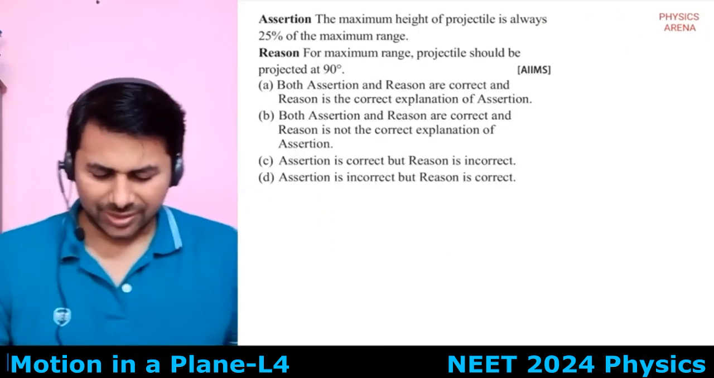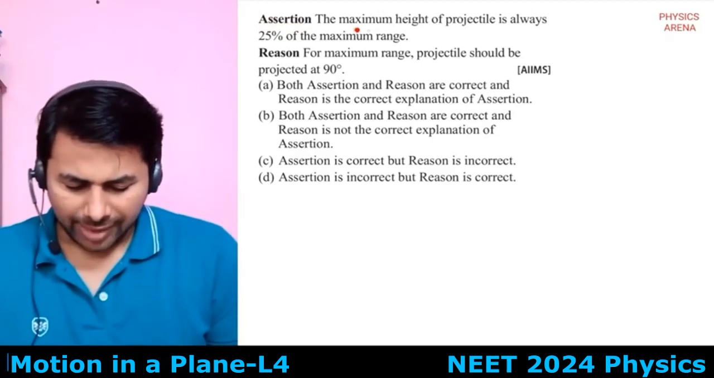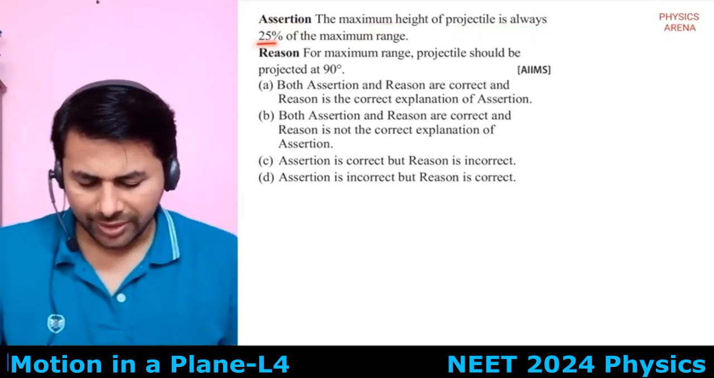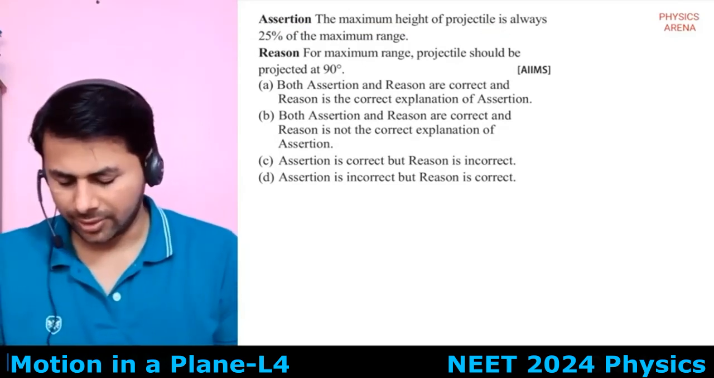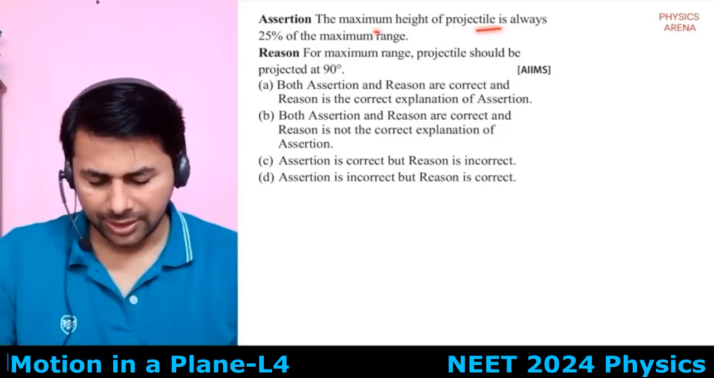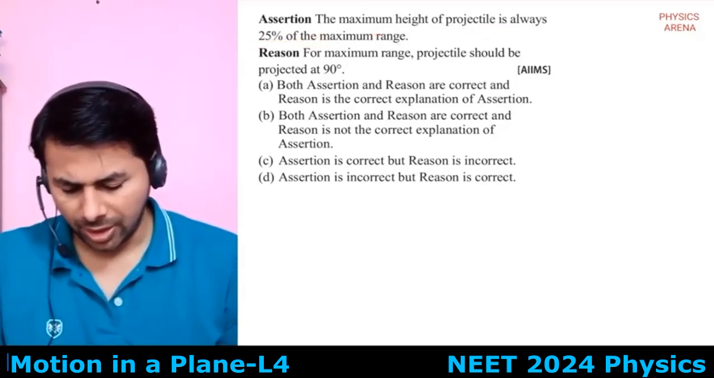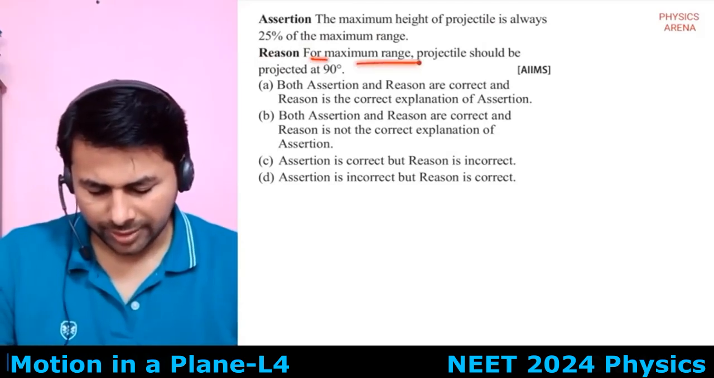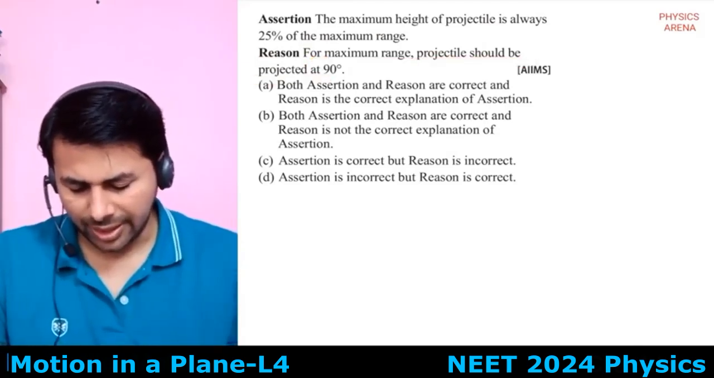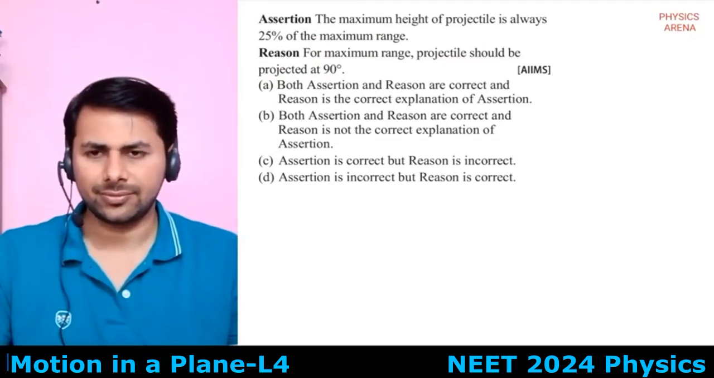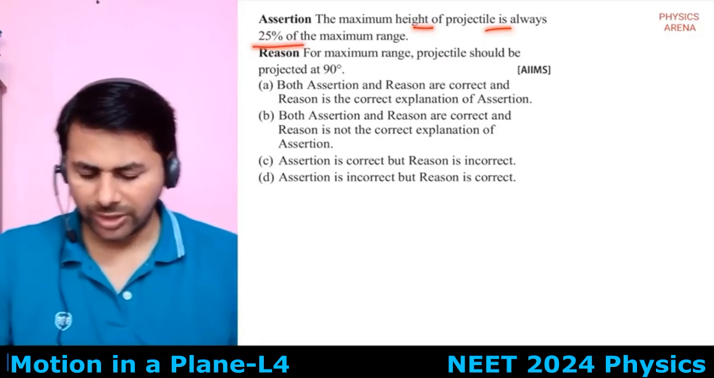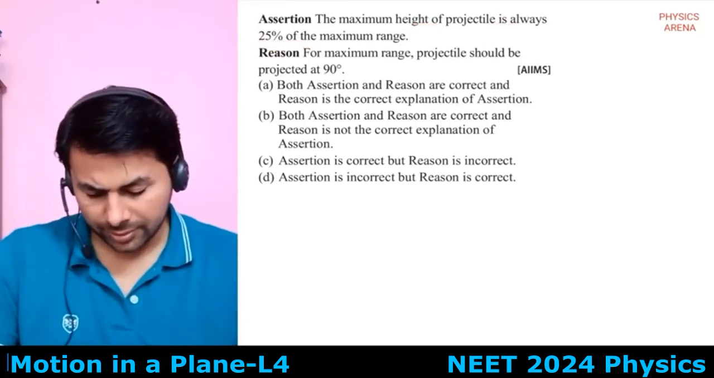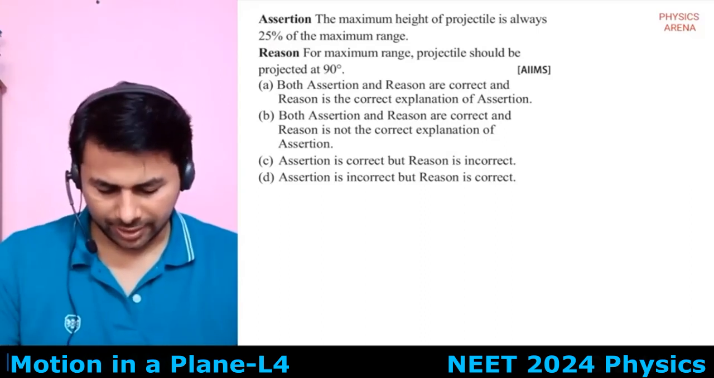Anyways, next question. The assertion: the maximum height of projectile is always 25% of maximum range. And the reason: for maximum range, projectile should be projected at 90 degrees. So is it so? Which option? Assertion is correct, but reason is incorrect.